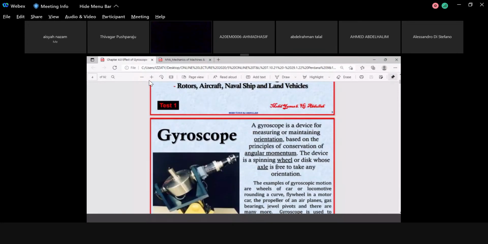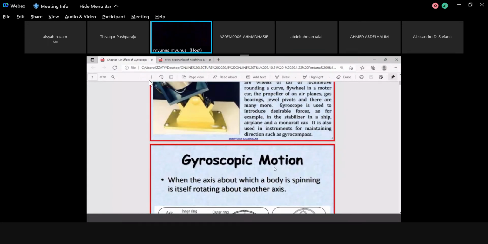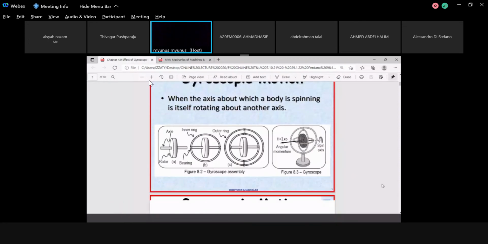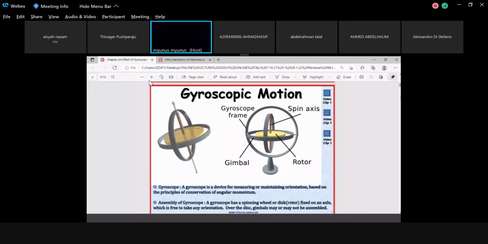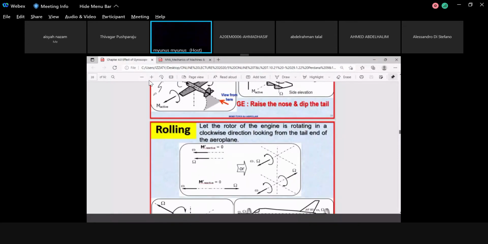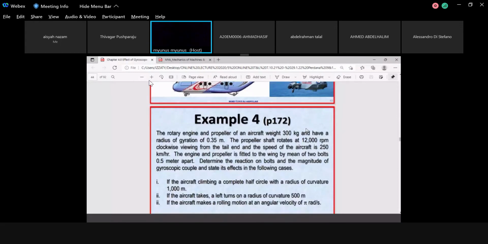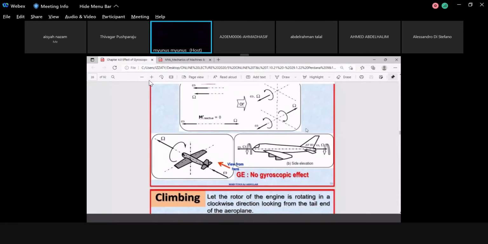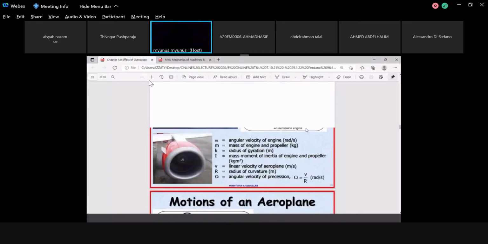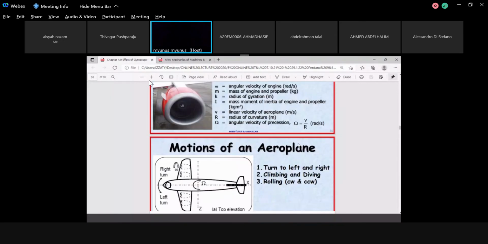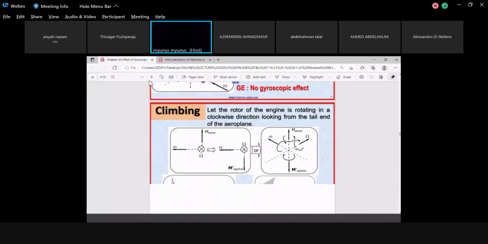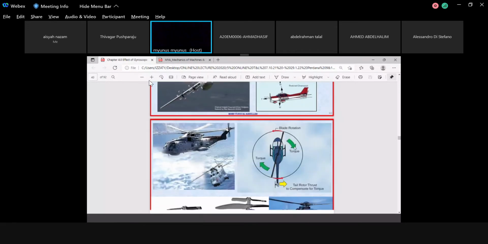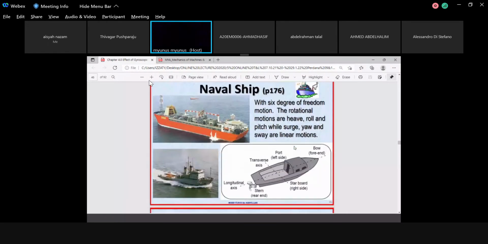So you can turn to page 100 and something. I can quickly move on. We completed this one, alhamdulillah. We're going to look at the motion of an airplane, which we completed, alhamdulillah. We're going to move on. The example, we have done the example. This one is the naval ship.